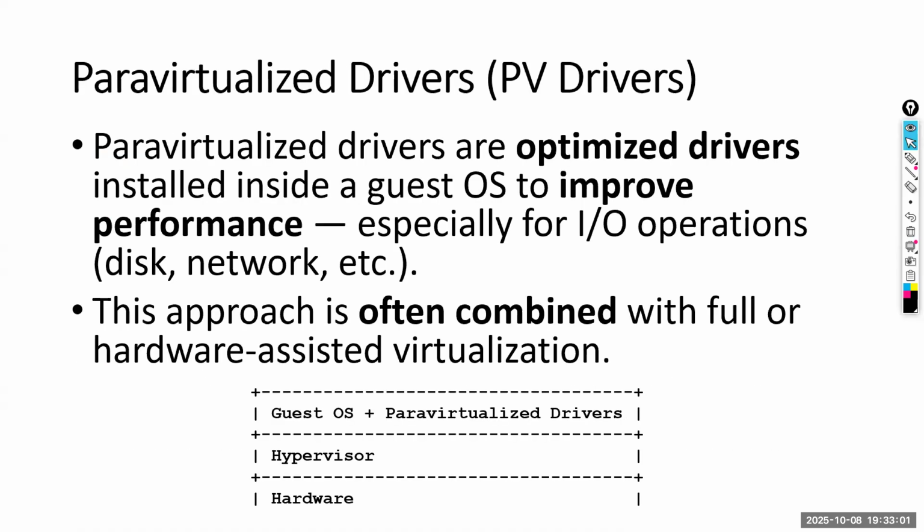Right. So the final category under this classification is para virtualized drivers. Now you need additional drivers to run your virtual machine. So hardware, hypervisor, then guest OS plus para virtualized drivers. That means to run, you need special drivers.